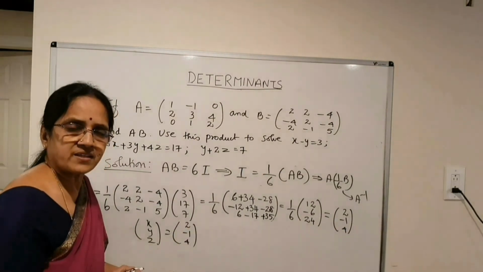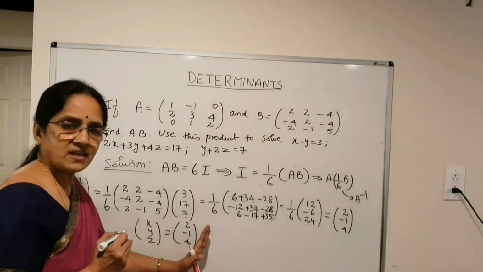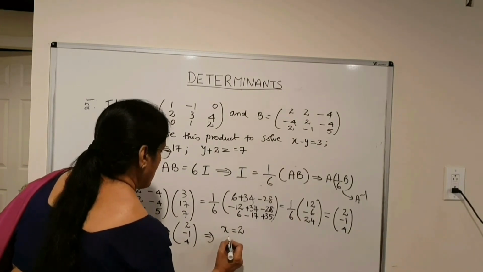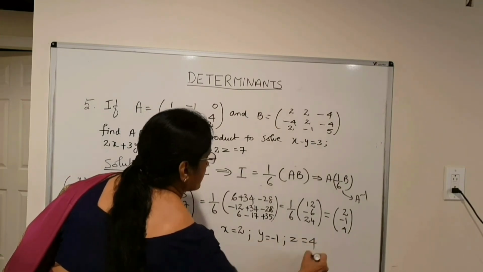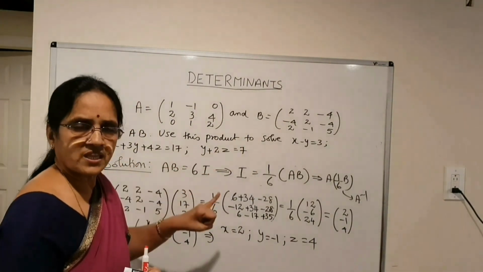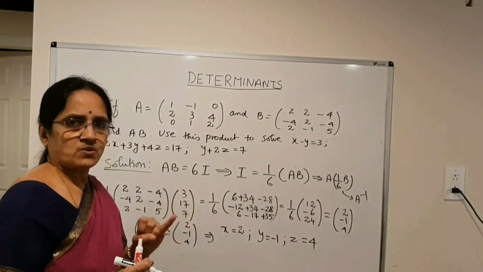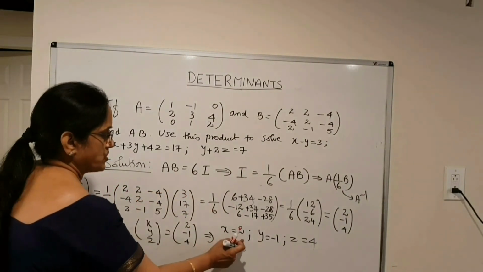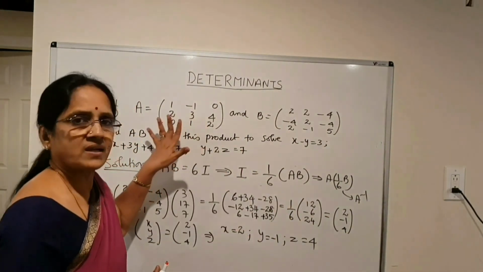Since these two matrices are equal, the corresponding elements also will be equal. Hence, by equating the corresponding elements, we get x is equal to 2, y is equal to minus 1, z equal to 4. Now you need to conclude your answer. The product AB is equal to the matrix 600, 060, 006, which is equal to 6I. The second answer, x is equal to 2, y is equal to minus 1 and z equal to 4. This is how you will be concluding your answer.